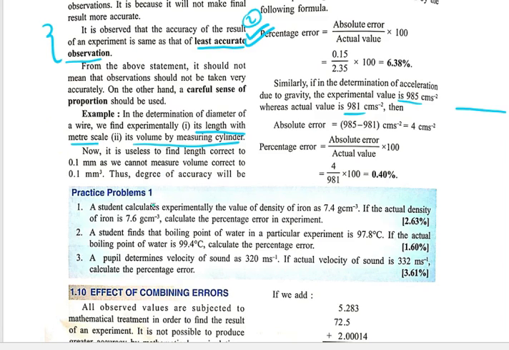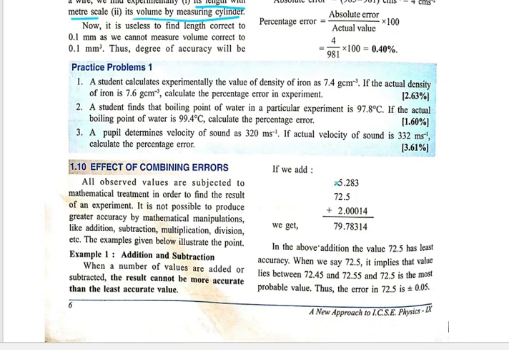The question is that a student calculates experimentally the value of density of iron as 7.4 gram per centimeter cube, and if the actual density is 7.6 gram per centimeter cube, calculate the percentage error. To find the percentage error, first you have to write the absolute error. What is absolute error? Our experimental value minus actual value. So the experimental value is 7.4 minus actual value 7.6.